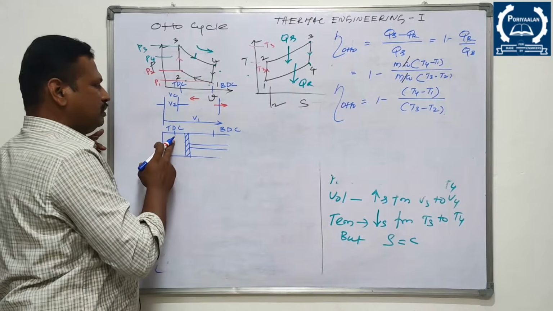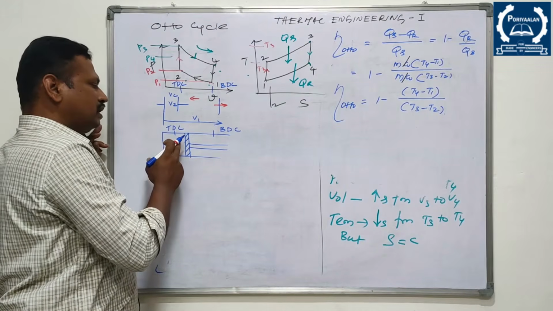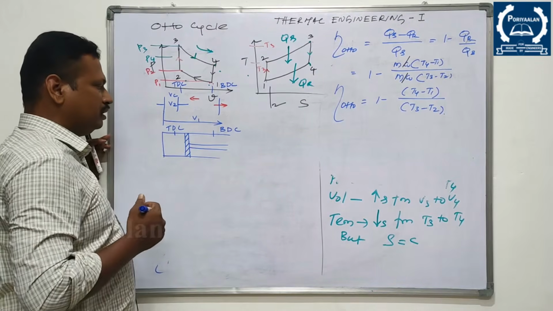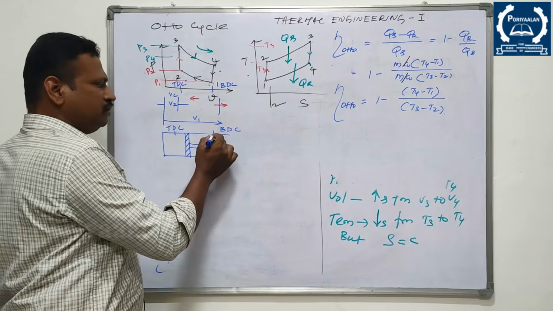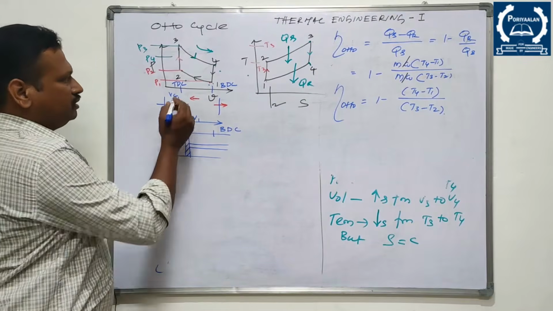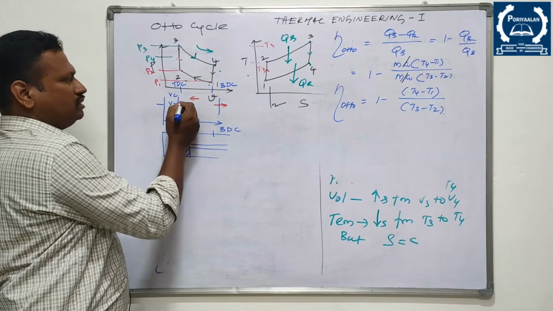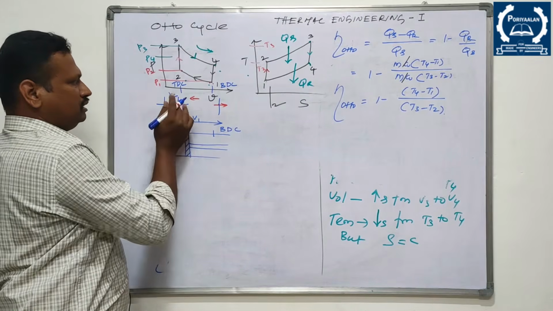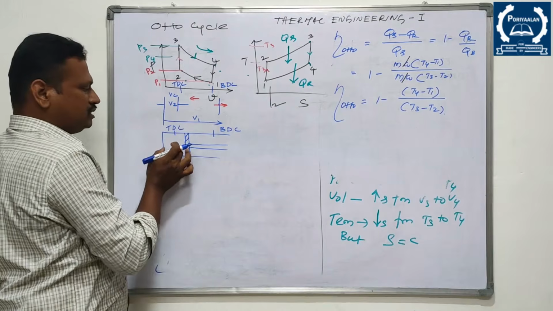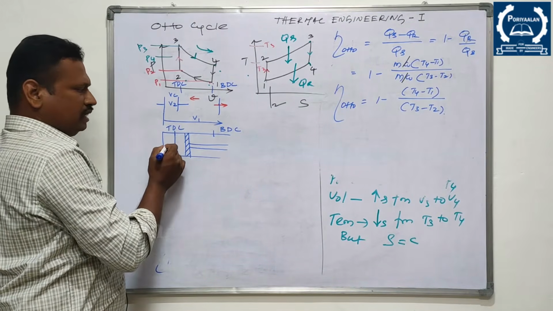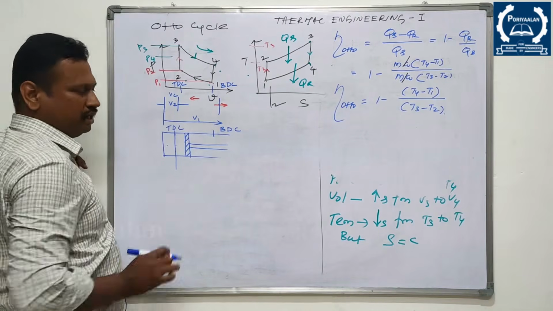So TDC is the place up to which the piston can travel maximum to the top. So this is the minimum distance up to which the piston can travel. Beyond this, the piston will not go. This is the maximum distance, this is the minimum distance. So always there will be a dead space above the top dead center, right? This volume is known as clearance volume.